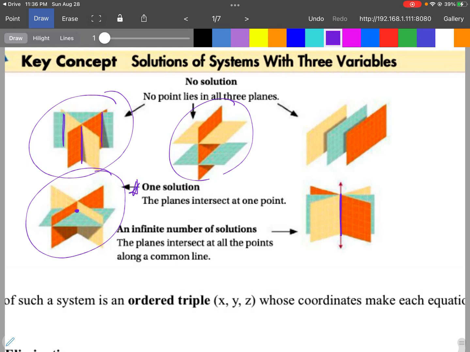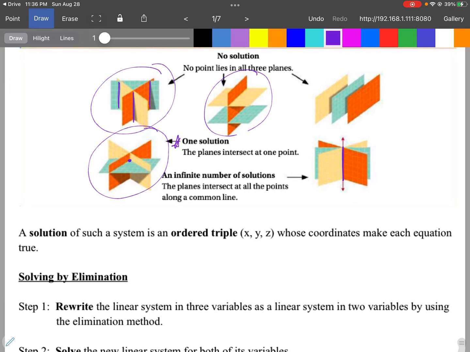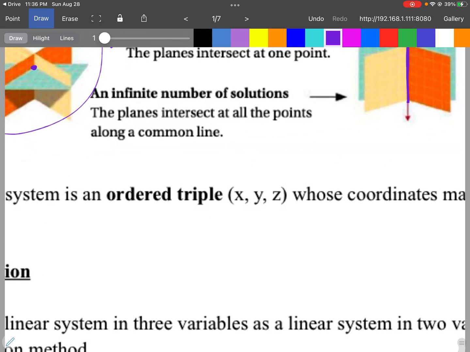Now, we are primarily going to be dealing with the one solution. That's going to be the most common thing that you're going to run across, because people who create math textbooks and math problems tend to focus on those because they're trying to teach you how to solve for where those things would come together. Now, it's not to say that we can't see the other ones, but we will primarily see the one solution.